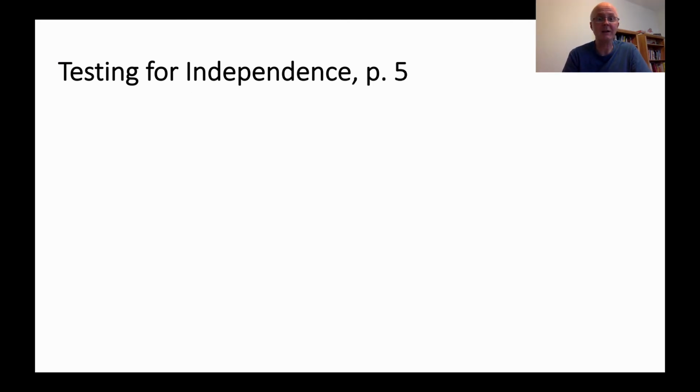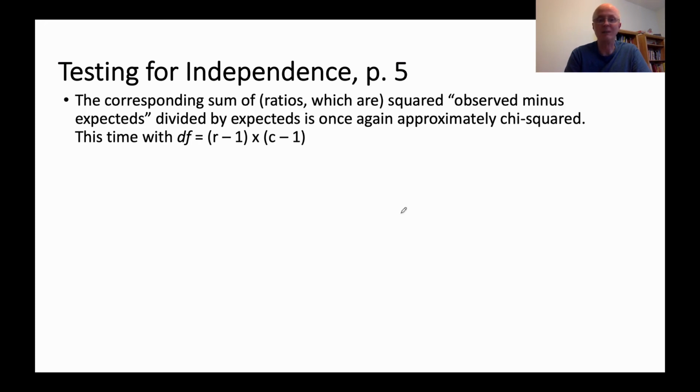But as usual, we need our test statistic, and like before, it's going to be a chi-squared statistic with a certain number of degrees of freedom and computed in a similar way. The corresponding sum of fractions, each fraction being squared observed minus expected, as before, divided by expected, is once again approximately chi-squared, but this time the degrees of freedom is r minus 1 times c minus 1, where r is the number of rows in the main body of the table and c is the number of columns. R and c are both 3 for our example, so r minus 1 and c minus 1 are both 2, so we have 2 times 2 or 4 degrees of freedom for this example, just like before.